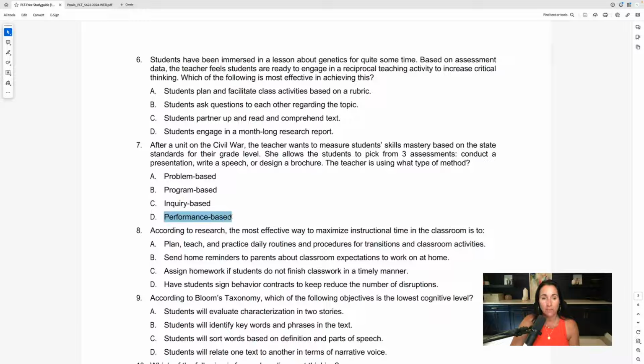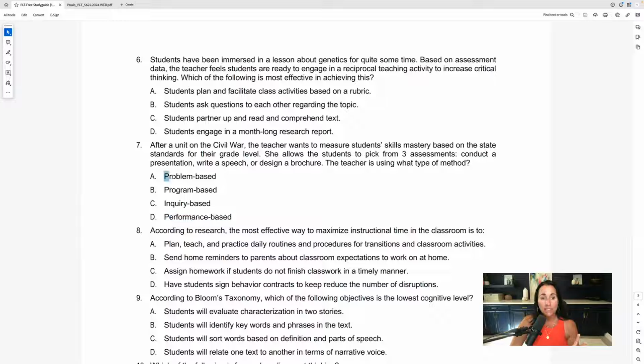This is performance-based. Okay. All of these are a performance: a presentation, writing a speech, and designing a brochure. They're all a performance. Okay. This is going to require the student to use higher order thinking skills. This is more than just bubbling in on a multiple choice test. And it is also going to give the teacher a lot of good data because you can really measure a lot when it comes to this.